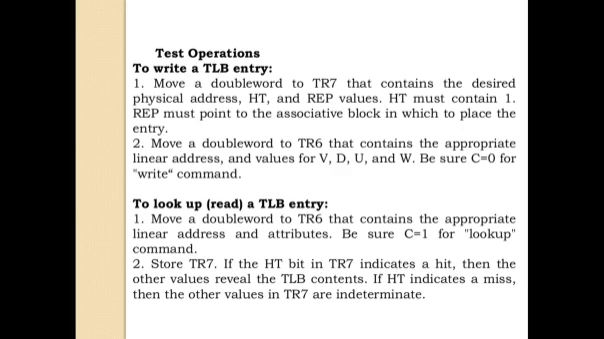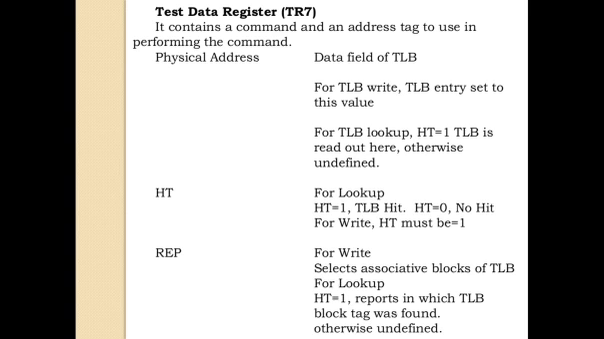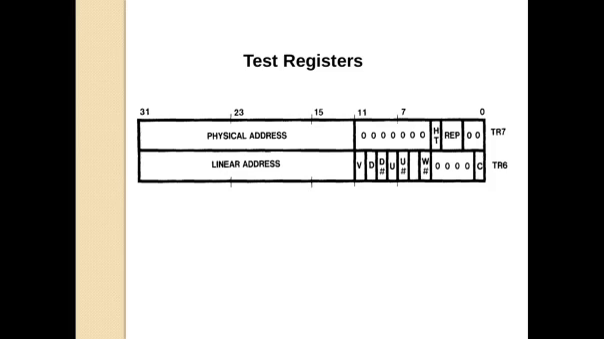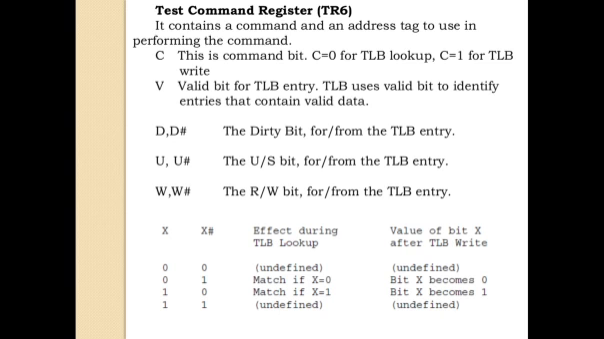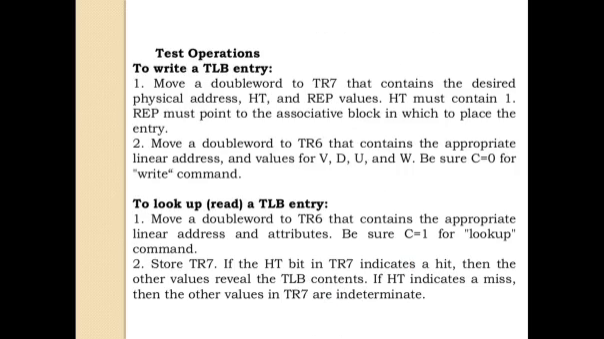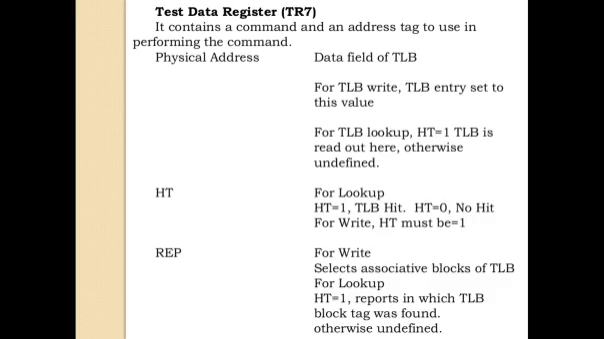This is what the write and read operation is. TLB entries can be read, TLB entries can be updated based on the command value. We have to decide what to do. If C is equal to 0, then it is a lookup. C is equal to 1 means write. So based on the operation to be done, the C value, that is the command bit value, will be set. This is what the test register is.